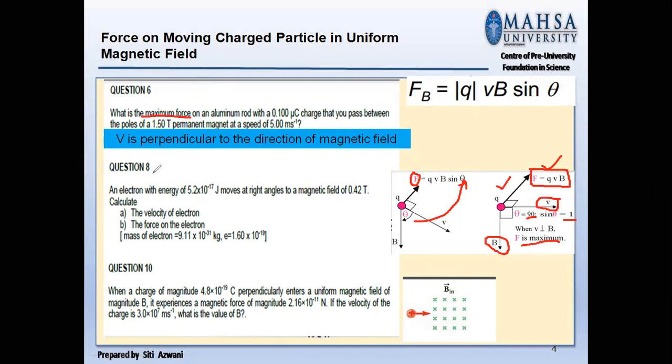Before we go to number 8, I think number 10 is the same. Number 10 is the same. You have your magnetic field direction here, into the page, and you have your angle to the right. The charged particle perpendicularly enters a uniform magnetic field B. So you need to calculate the value of your B. You need to use the formula F equal to QVB.